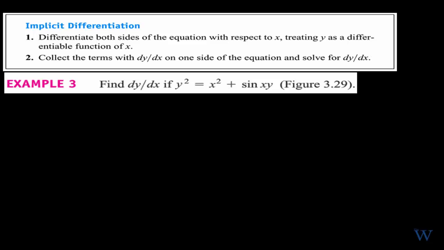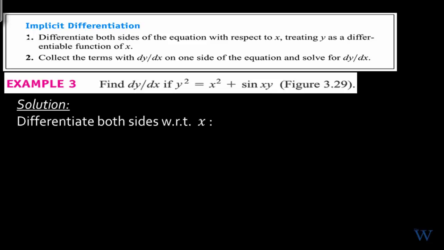Let's look at this problem. You have y squared is equal to x squared plus sine of xy. So again, we cannot solve for y explicitly here, so that's why we use implicit differentiation. So what's the first step? It says here, differentiate both sides. With respect to what? With respect to x. So every time you have a y expression, you have to multiply by y prime after you've differentiated that y expression with respect to y times y prime, because remember, we're looking for dy by dx.